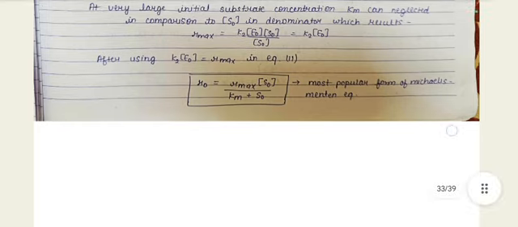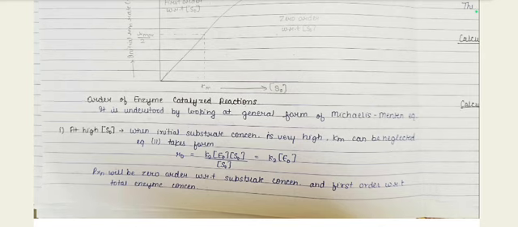Plot of initial reaction rate of enzyme catalyst reaction. Order of an enzyme catalyst reaction. It is understood by looking at the general form of the Michaelis-Menten equation. At high S naught, when initial substrate concentration is very high, Km can be neglected. Equation 2 takes the form R naught is equal to K2 E naught into S naught by S naught, which is equal to K2 into E naught. The reaction will be zero order with respect to substrate concentration and first order with respect to total enzyme concentration.